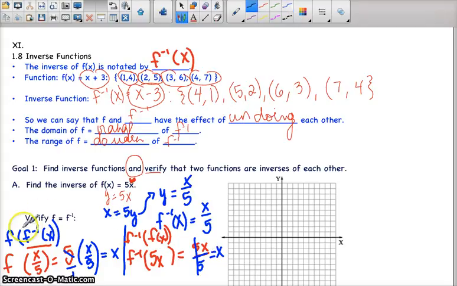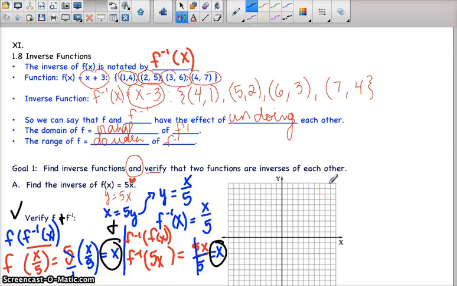So when both the composition of f of f inverse and the composition of f inverse of f equal x, that verifies that the two functions are inverses of each other. I should not say verify that f equals f inverse. I should say verify that f and f inverse are inverses of one another. I know that sounds a bit confusing. How else can we verify?